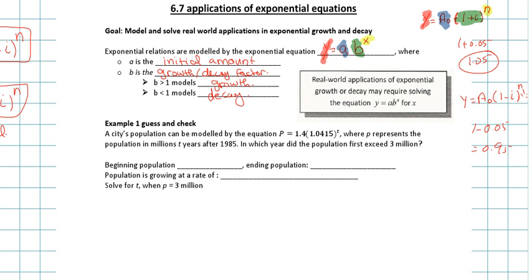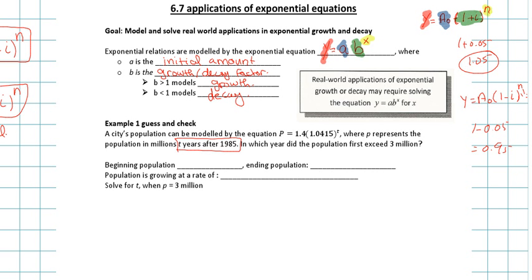Now, let's look at this example. A city's population can be modeled by the equation P equals 1.4 times 1.0415 to the power of T, where P represents the population in millions T years after 1985. This is very important. T years after 1985.